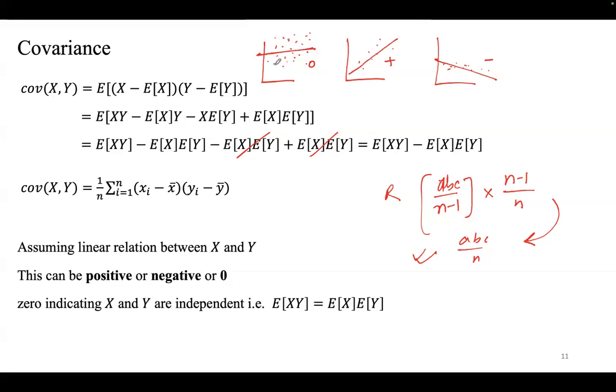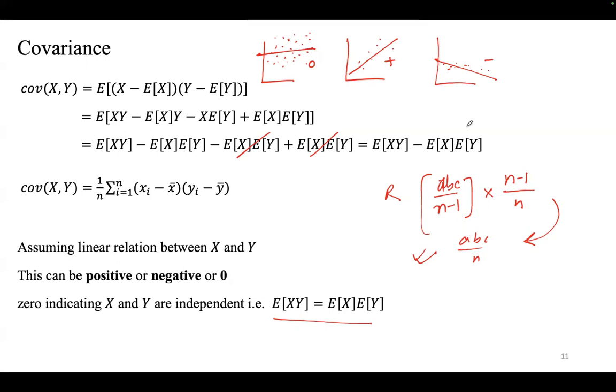And 0 is telling you that there's no relation between X and Y, they're independent. When they're independent, in terms of probability, we know what holds: probability of X comma Y is equal to probability of X into probability of Y. In terms of expectation also, this makes sense, so this value is equal to this value. So you get covariance is 0. It's a corollary of the expression itself.